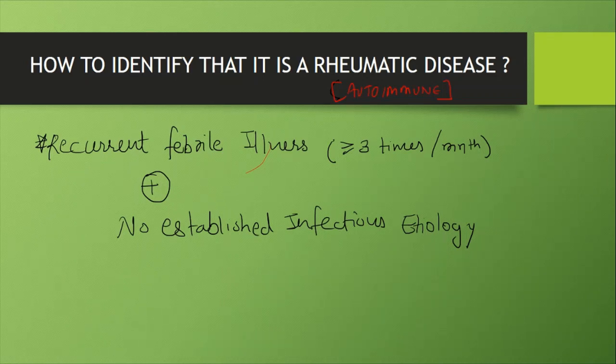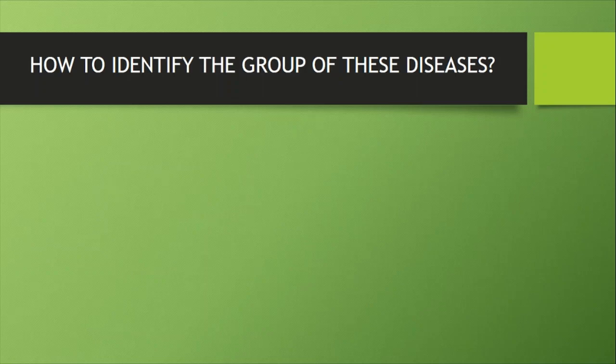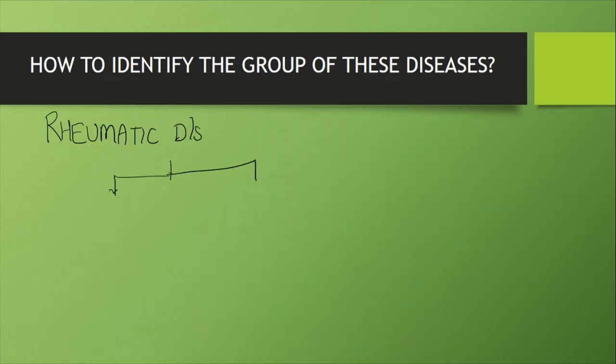Now, when you know that this is a rheumatic disease, how do you actually classify them? The next thing is how to identify which group of disease this is. If you look at any rheumatic disease, it can fit into three categories. The first category is the lupus group of diseases.